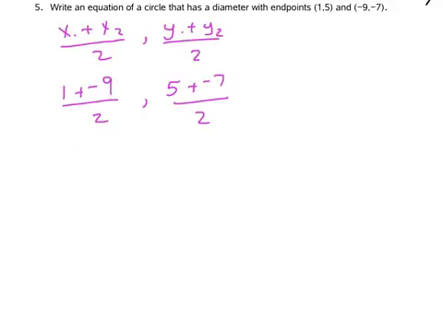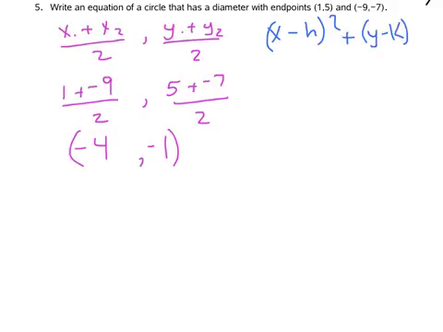Negative 8 divided by 2 is negative 4. And 5 plus negative 7 would be negative 2 divided by 2 is negative 1. So I have my center. Alright, just to remind myself everything I need, I'll write out the equation. So x minus h quantity squared plus y minus k quantity squared equals r squared. So the next thing I need, now that I have the center, h, k, I need the radius.